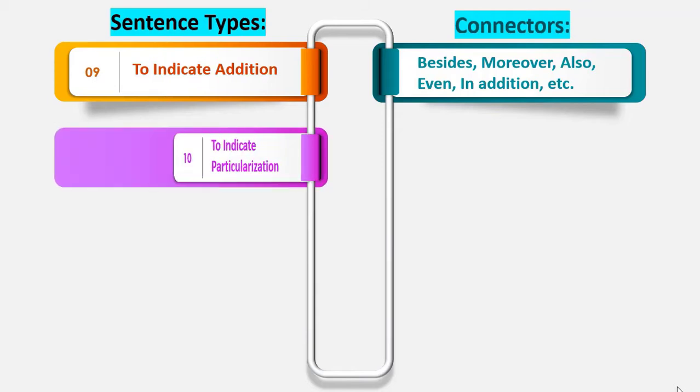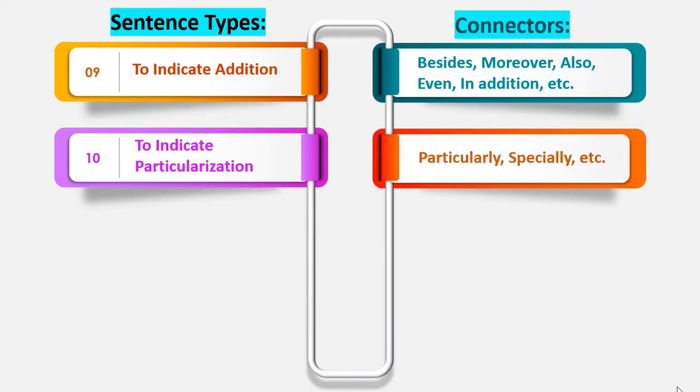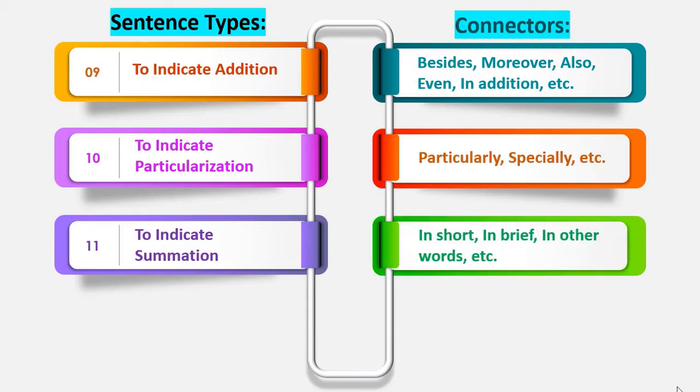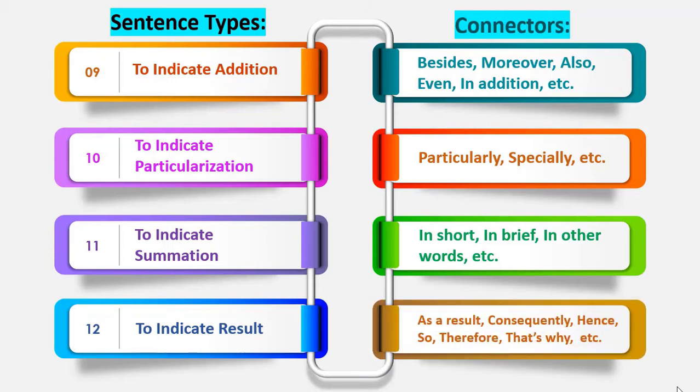Rule number 10. To indicate particularization, and the connectors are particularly, especially, etc. Rule number 11. To indicate summation, and the connectors are in short, in brief, in other words, etc. Rule number 12. To indicate result, and the connectors are as a result, consequently, hence, so, therefore, that's why, etc.